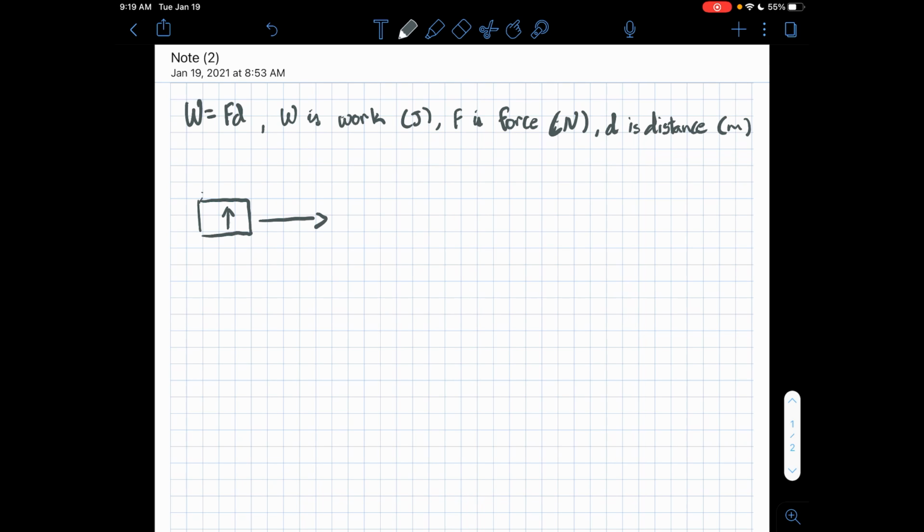So let's just quickly do some practice problems with the idea of work. For question 1, a student lifts a 0.8 kilogram box at a height of 1.2 meters. How much work is done? Give you some time to work on that.